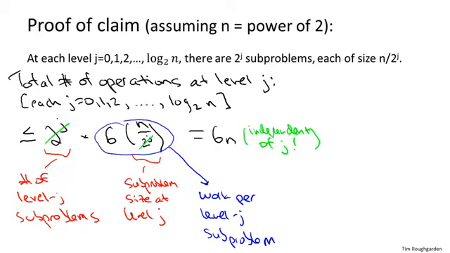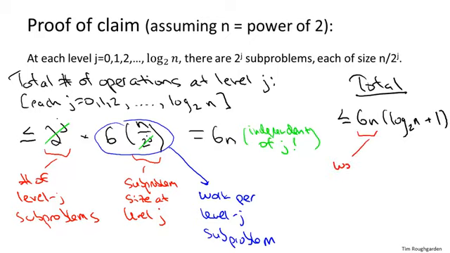Now, here's why that's so cool, right? We don't really care about the amount of work just at a given level. We care about the amount of work that merge sort does ever at any level. But if we have a bound on the amount of work at a level which is independent of the level, then our overall bound is really easy. We just take the number of levels, and we know what that is. It's exactly log base 2 of n plus 1. Remember, the levels are 0 through log base 2 of n inclusive. And then we have an upper bound 6n for each of those log n plus 1 levels.